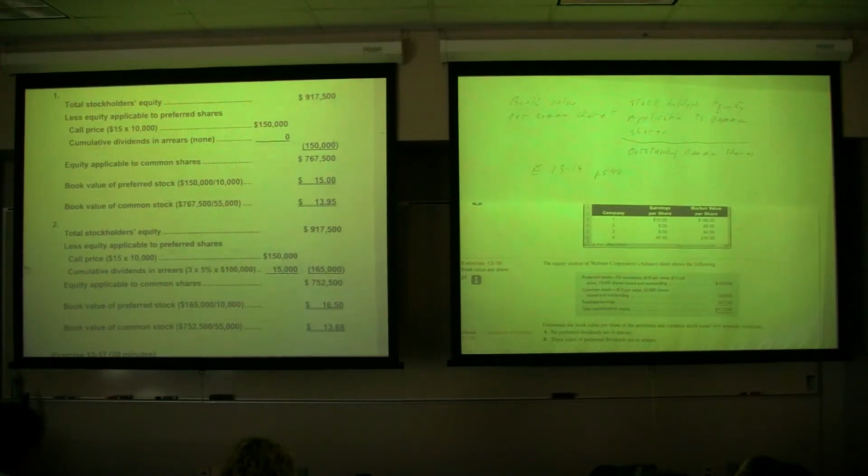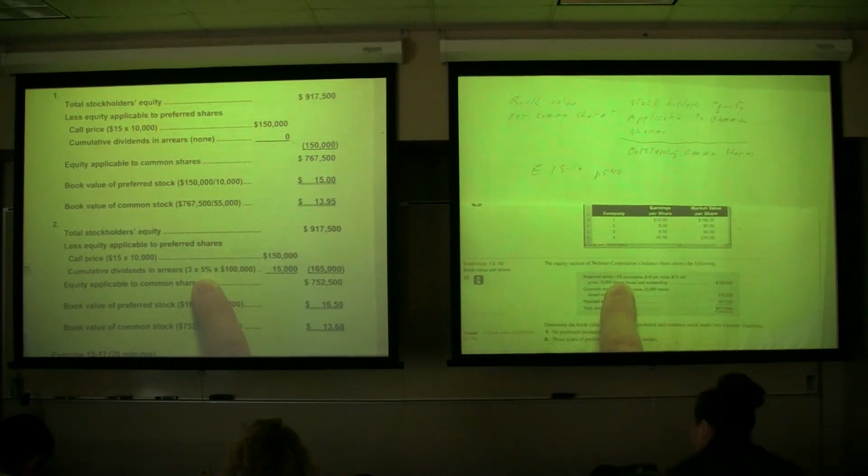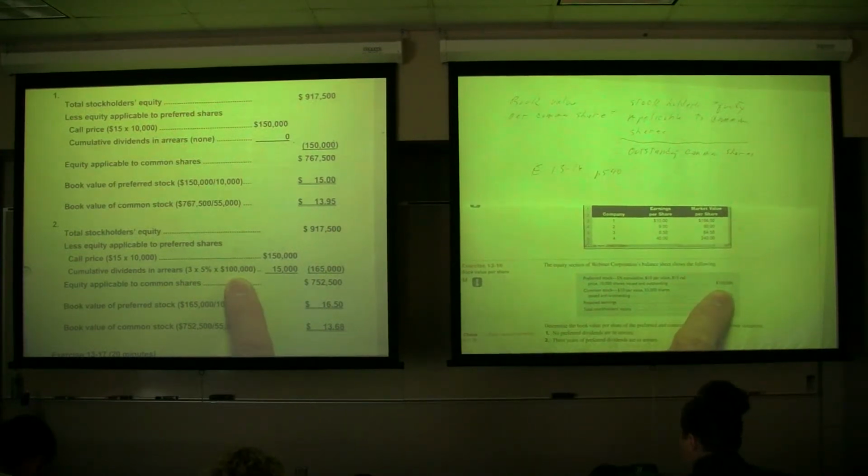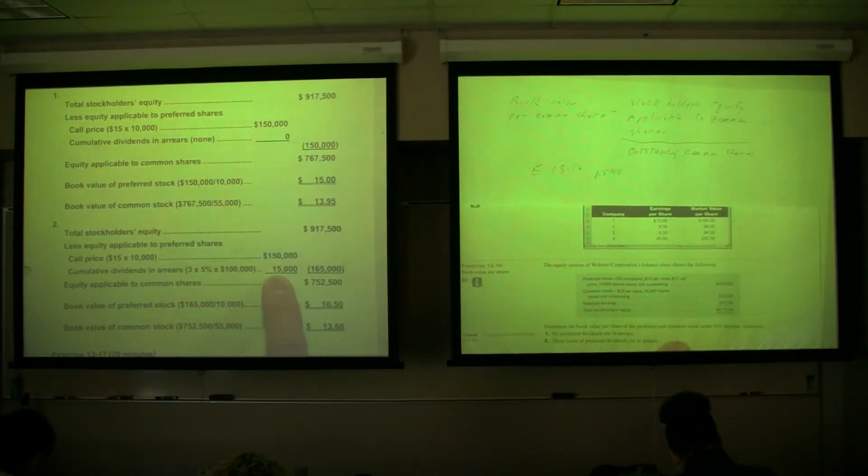Disregard the first one. When figuring the second one, you can't look at the 767,500 from the first one. It doesn't play well, because what happens in this thing is cumulative, so it's 5% times 100,000, and that's 1 year, but it's 3 years, so it comes to 15,000.